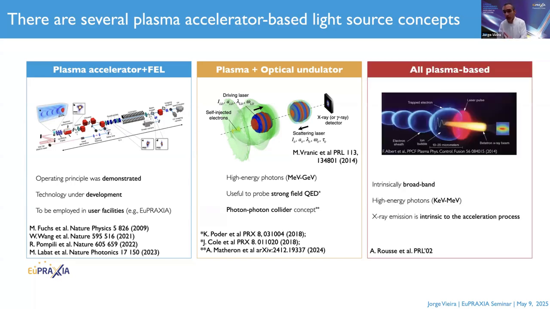And if we want to make this the simplest configuration of all, this is an all plasma-based light source. This is the typical Betatron radiation source that I've shown earlier. The radiation here is intrinsically broadband, so many harmonics are emitted at the same time. Photons are produced with a high energy from keV to MeV, and it has the advantage that the X-ray emission is intrinsic to the acceleration process. So it's a relatively simple mechanism from an experimental perspective, at least.